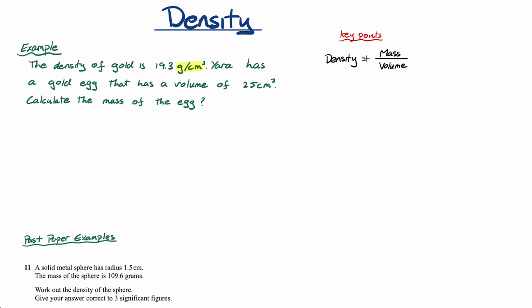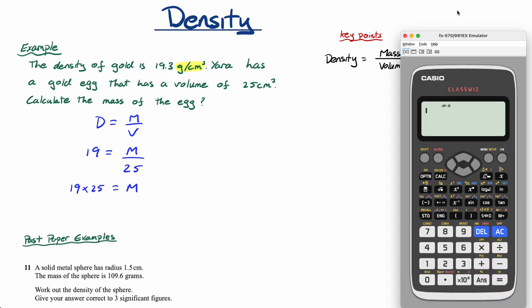Okay, so this is the formula. Density is mass over volume. I'll write D is equal to mass over volume. Often you just have to rearrange it to find the thing you're looking for. Here we're looking for mass. We have the density, so I can say 19 equals the mass we don't have, let's call it M, over the volume we do have, 25. So just rearrange: multiply by 25. Mass is 19 times 25. Let's get a calculator. 19 times 25 is 475.